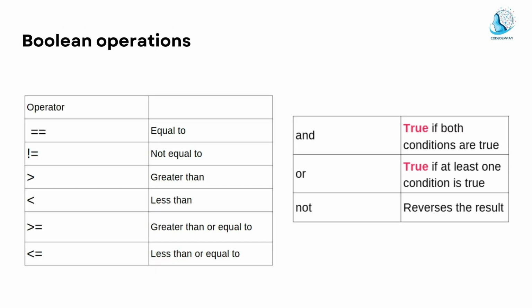We also have Boolean operations, which we covered in the last lesson. We have equal to, the not equal to, we have greater and less than. We also have greater than or equal to. The Boolean data type is also used for logical operators. So we have the AND, which returns true if both conditions are true. We have the OR, which returns true if at least one of the conditions that you are comparing is true. And we have the NOT, which reverses the result. So if you want more details into these operators, check out the previous lesson.